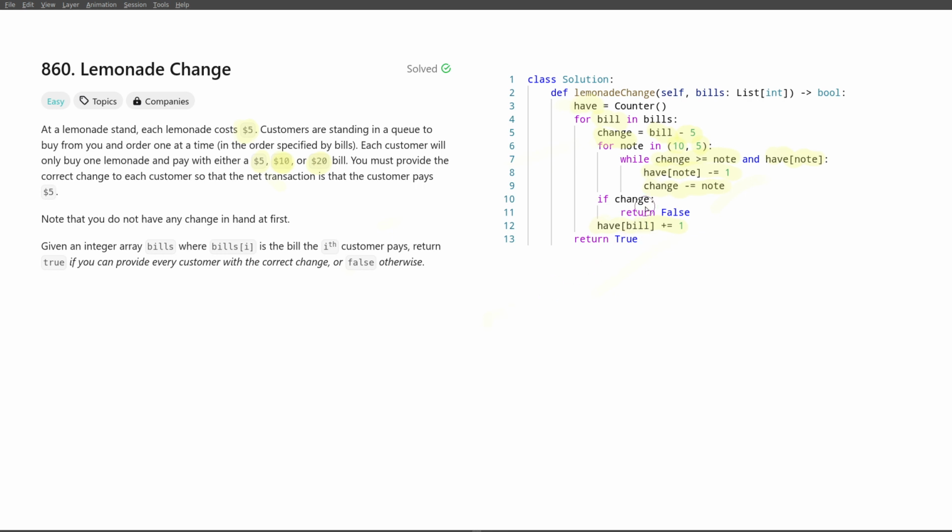And of course, if at the end we gave out all the 10s that we should, all the 5s that we should, but there is still something that we need to give out, then it's impossible for that client to be satisfied. Otherwise, we have satisfied all the clients and we can return true.